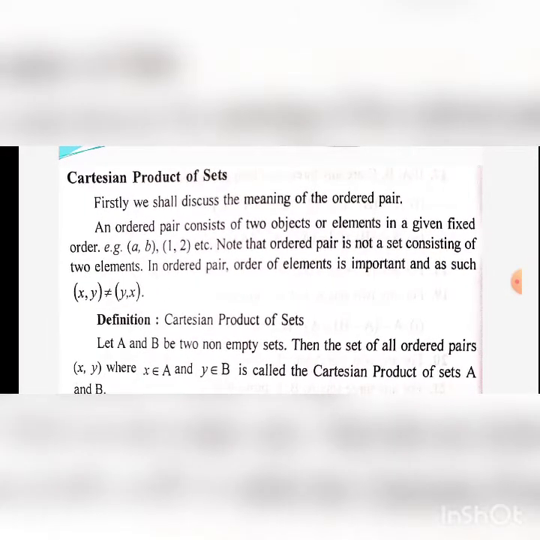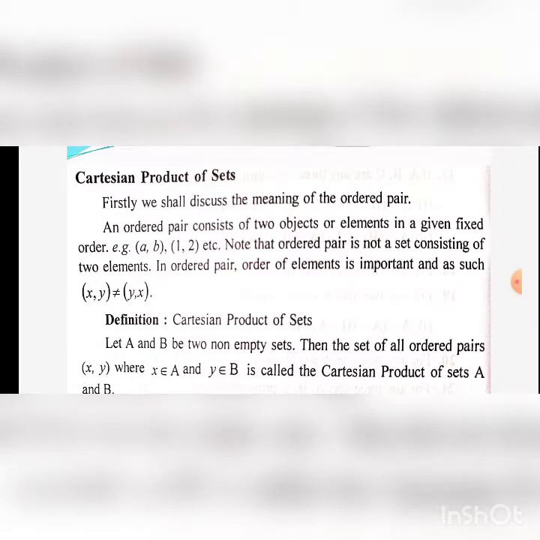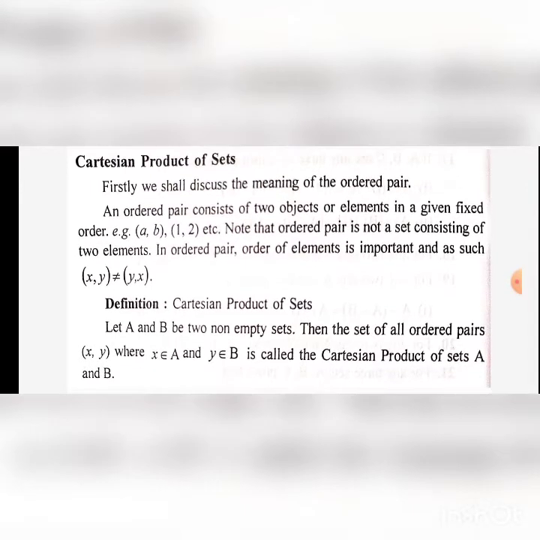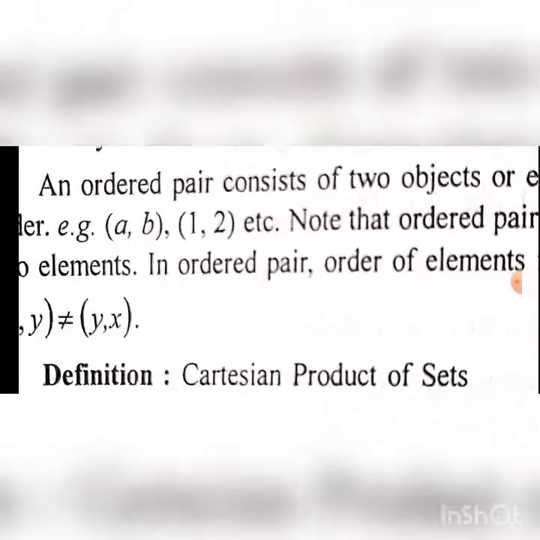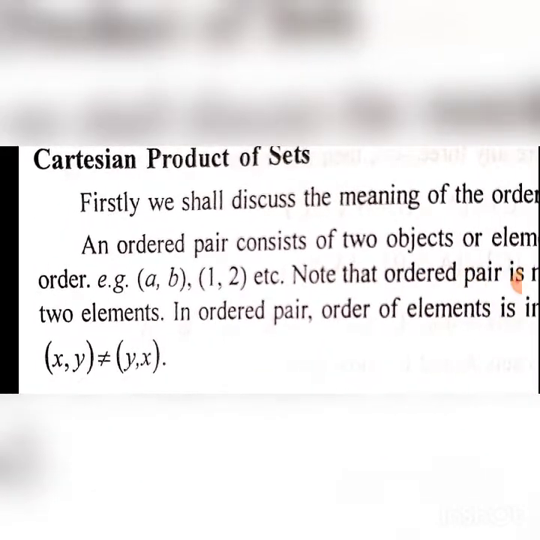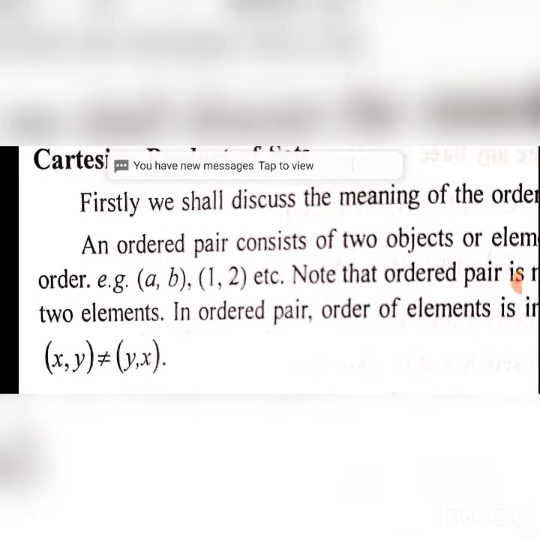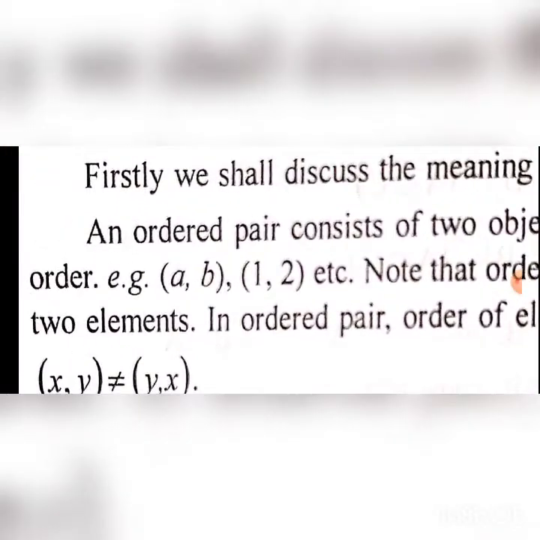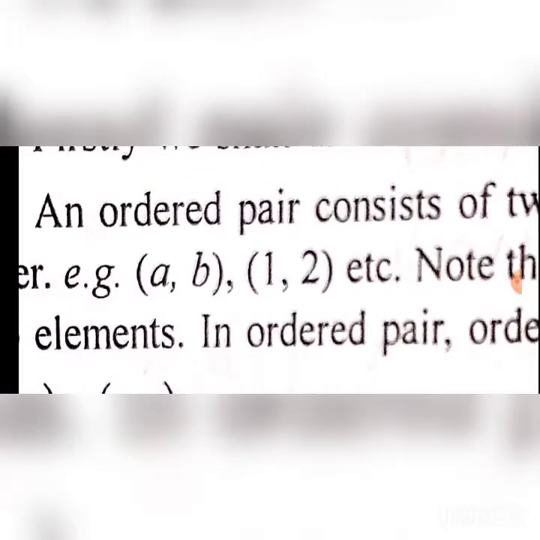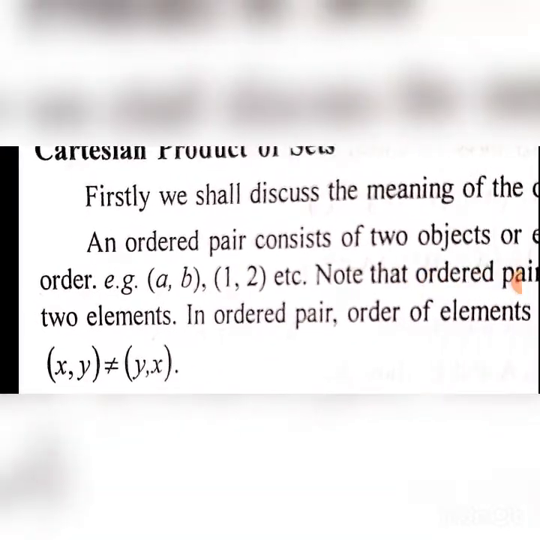Okay, see, the next point is Cartesian product of sets. First we see what is the ordered pair. An ordered pair consists of two objects or elements in a given fixed order. For example, you can see here a, b, 1, 2. Ordered pair means what? Two objects or elements in a given order. So you can see here there are only two elements in the pair. So this is called ordered pair, and in the ordered pair order must be important.